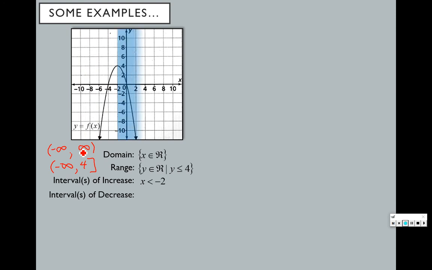Where is it decreasing? It's decreasing over here. Notice the great animations in this PowerPoint. This stuff's messing you up tonight. Just watch these videos again, or just watch the PowerPoint, because it really shows what we're talking about here. It's decreasing over here for x values greater than negative 2.